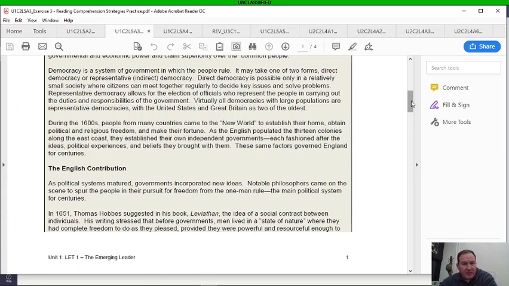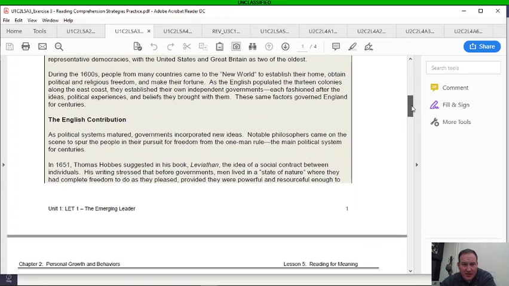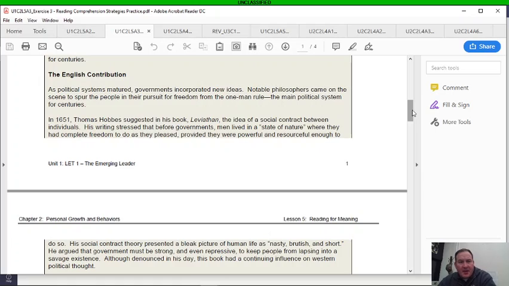During the 1600s, people from many countries came to the New World to establish their home, obtain political and religious freedom, and make their fortune. As the English populated the 13 colonies along the East Coast, they established their own independent governments, each fashioned after the ideas, political experiences, and beliefs they brought with them. These same factors governed England for centuries. The English contribution. As political systems matured, governments incorporated new ideas. Notable philosophers came on the scene to spur the people in their pursuit for freedom from one-man rule, the main political system for centuries.